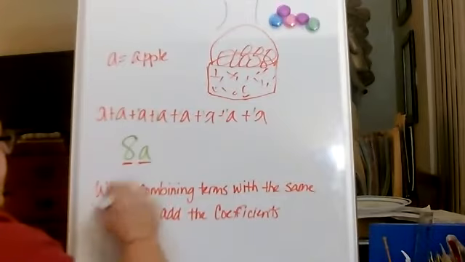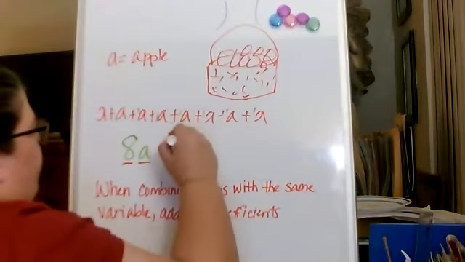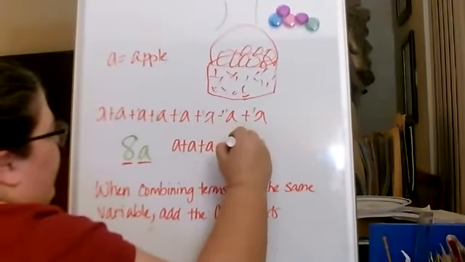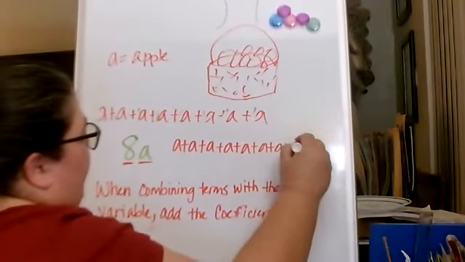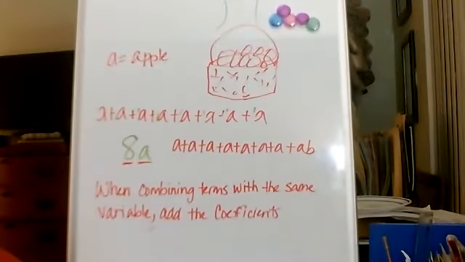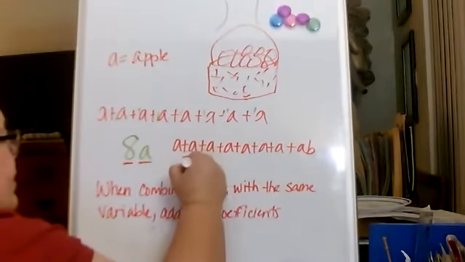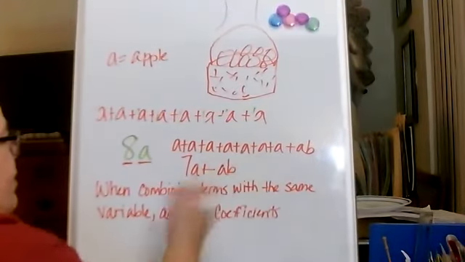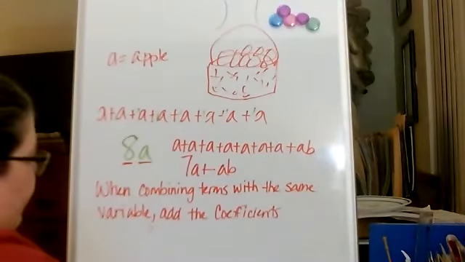Now, what happens if we had 7 apples in a pear? So we had a plus a plus a plus a plus a plus a plus a plus ab. What would we have there? Well, we'd have 1, 2, 3, 4, 5, 6, 7 a's plus that ab, which is a pair. It is not a like term. Okay?